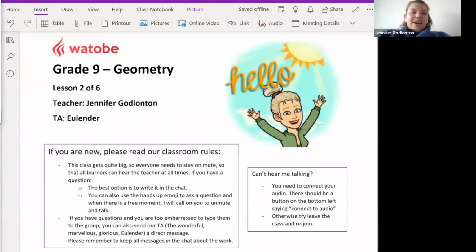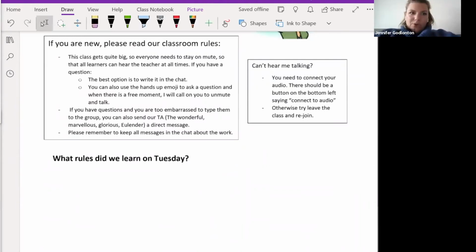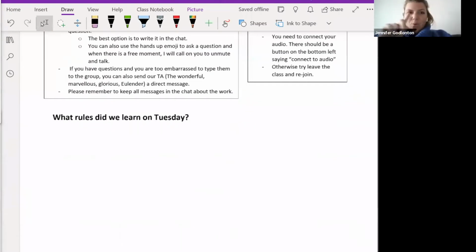On Tuesday, we learned 2 rules. Before we jump into our new rule, which we're going to learn today, who can tell me what the rules that we learned on Tuesday were? There are 2 rules that I'm looking for. You can give me one.